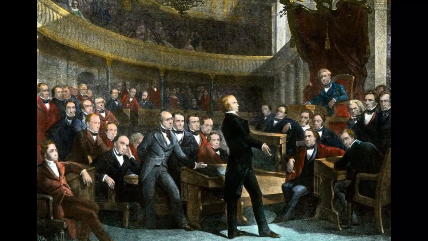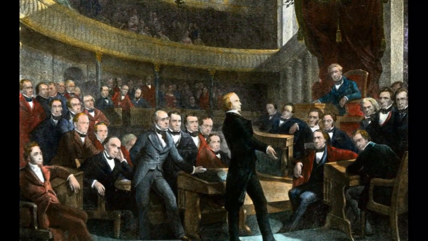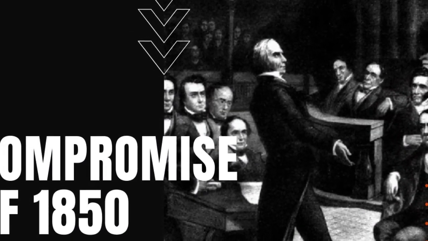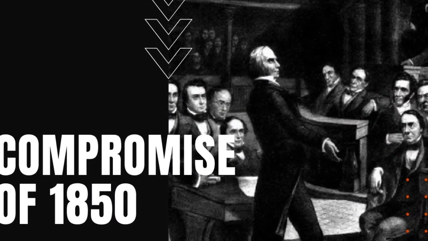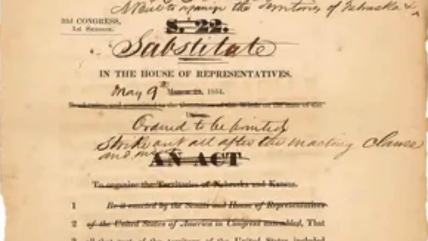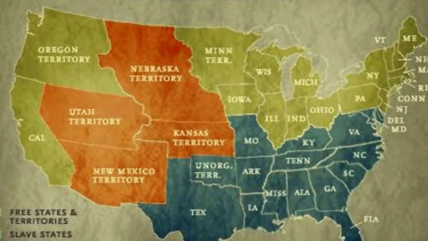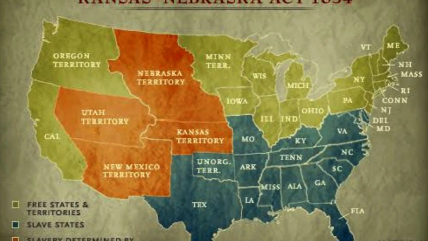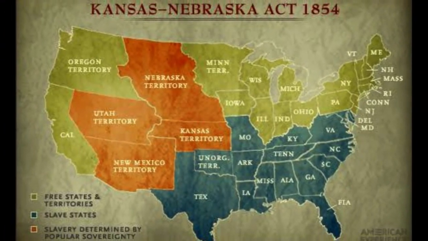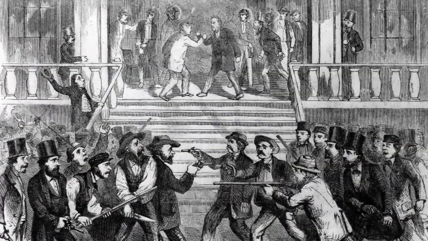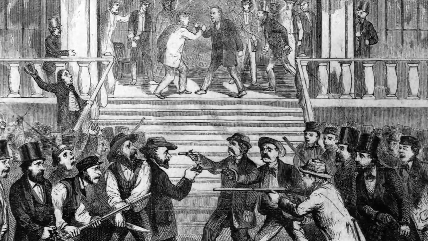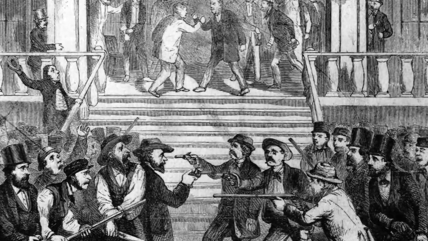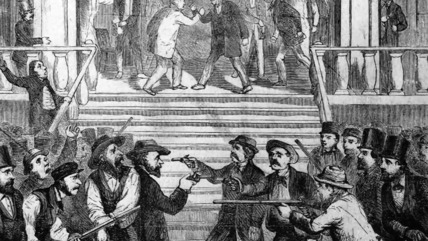This led to a series of compromises in Congress, such as the Missouri Compromise and the Compromise of 1850, which attempted to balance the interests of both regions. However, tensions continued to rise, particularly with the passage of the Kansas-Nebraska Act in 1854, which allowed for the possibility of slavery in new territories. This led to a violent conflict in Kansas known as Bleeding Kansas, where pro-slavery and anti-slavery forces clashed.